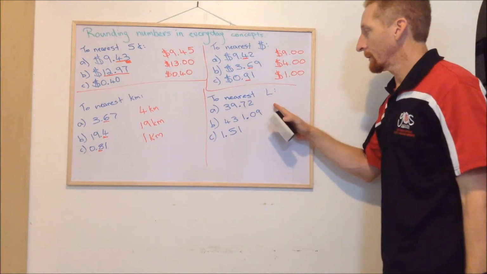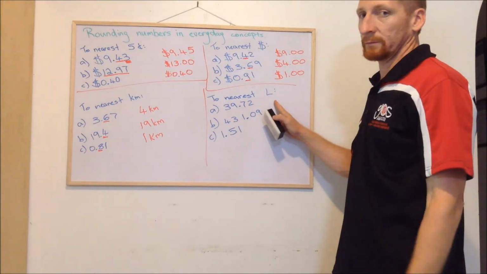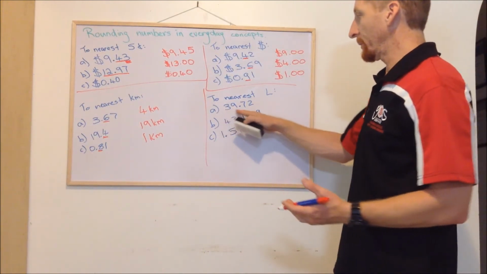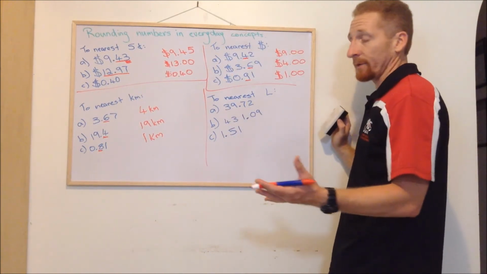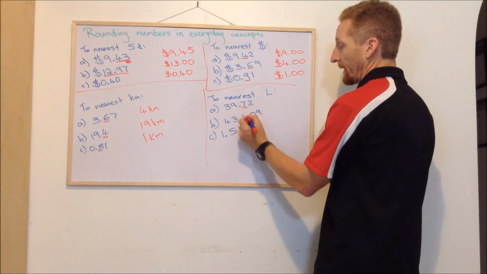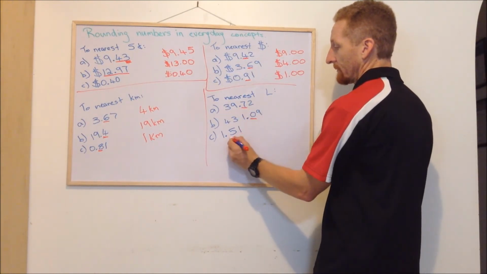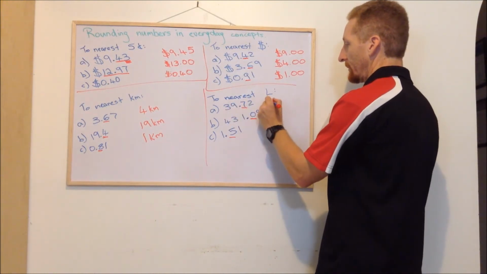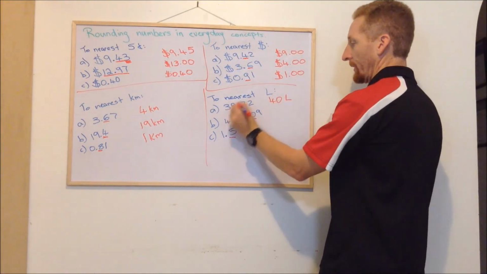Okay. We then have nearest litre. So if we're just estimating how much fuel we need in our car, for example, if we put in 39.72 litres, or that's how much it can hold, we're again looking at this number here first. 7 is larger than a 5, so it rounds it up. 39 to 40.